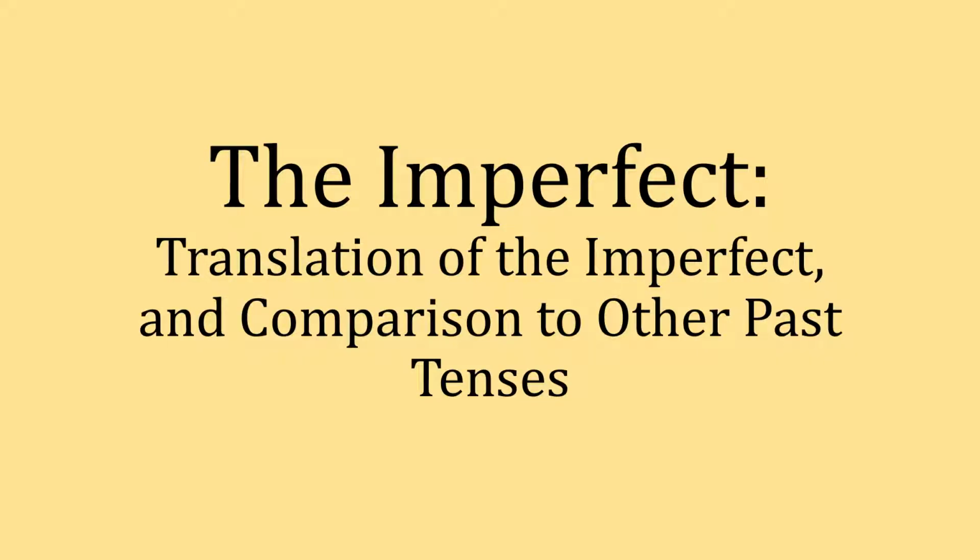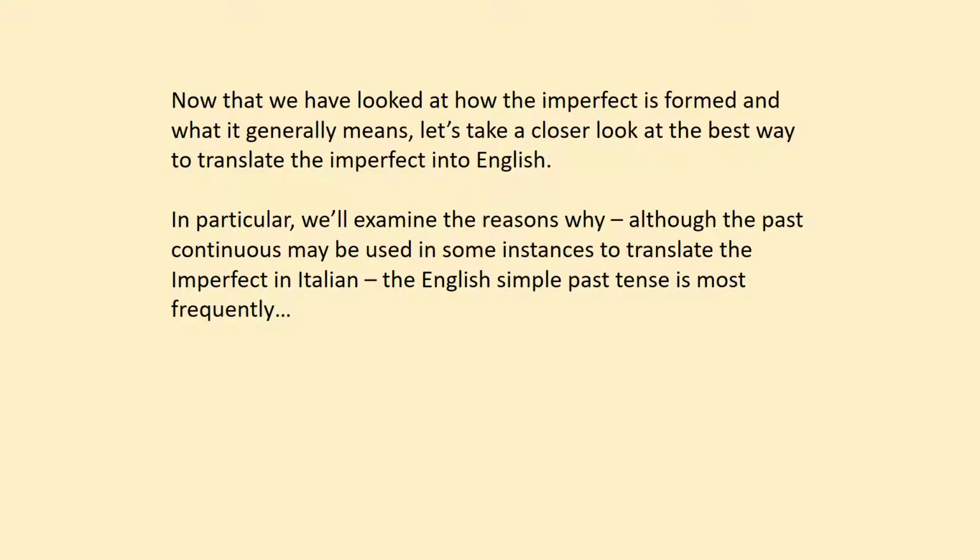This Italian snippet deals with the imperfect, particularly the translation of the Italian imperfetto into various tenses in English. We have already looked at how the imperfect tense in Italian is formed and what it generally means, so now we can take a closer look at the best way to translate the imperfect into English. In particular, we'll examine the reasons why, although the past continuous may be used in some instances to translate the imperfect in Italian, the English simple past tense is actually the most frequently used translation in English.